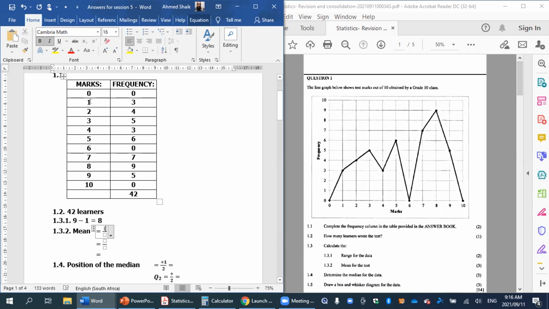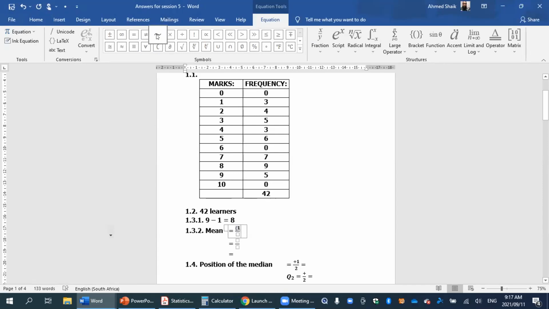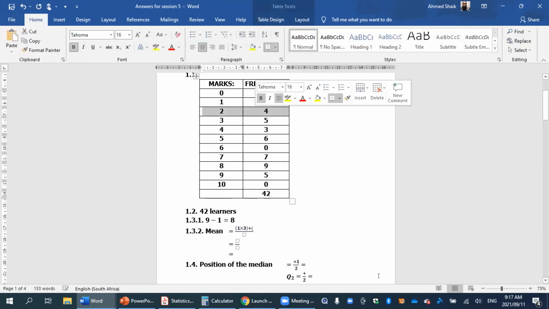Okay, so our first set of values is going to be 1 times 3. And our second set of values is going to be 2.